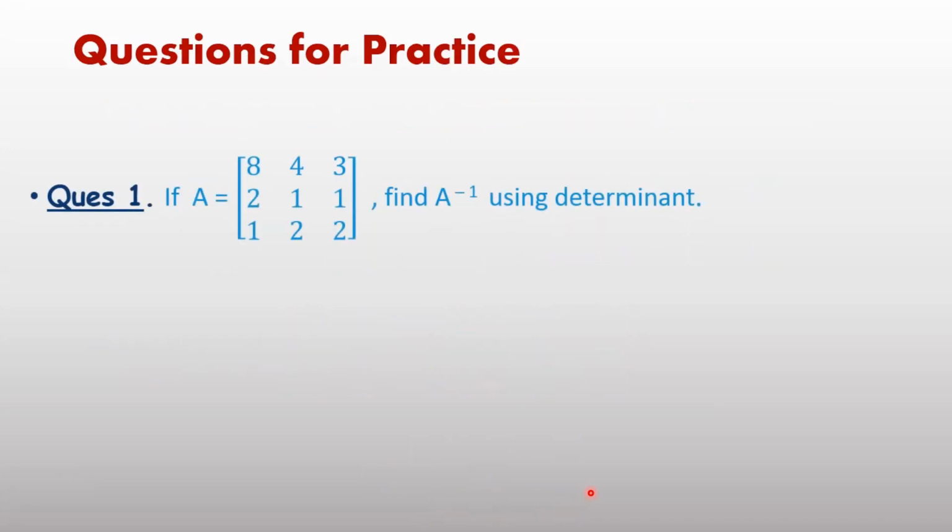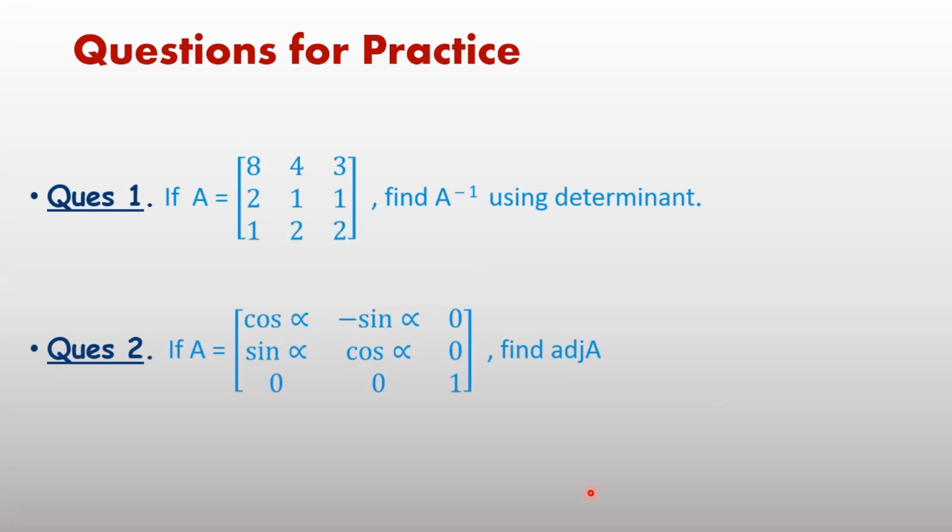There are some questions for practice. I have given you only 2 questions for practice. First, matrix A is given, you have to find the inverse of this matrix using determinant. And second question, you have to find adjoint of A and then verify the result: A into adjoint of A equal to adjoint of A into A equal to determinant of A into I3. I3 means identity matrix of order 3. You have to solve and submit the answer.